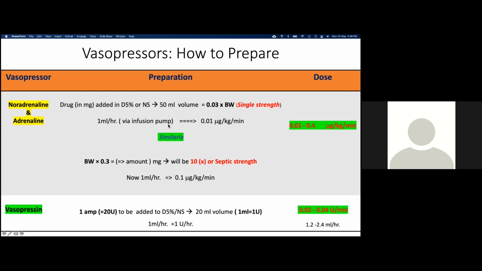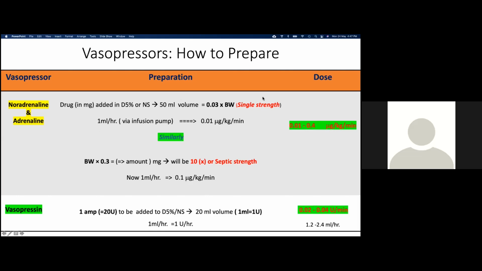If with the infusion pump we run this 50 ml volume at the rate of 1 ml per hour, the drug that will be delivered will be 0.01 microgram per kg body weight per minute. These drugs act on beta and alpha receptors, and mainly at higher doses they have alpha action only. Their dose range is 0.01 to 0.4 microgram per kg body weight per minute.